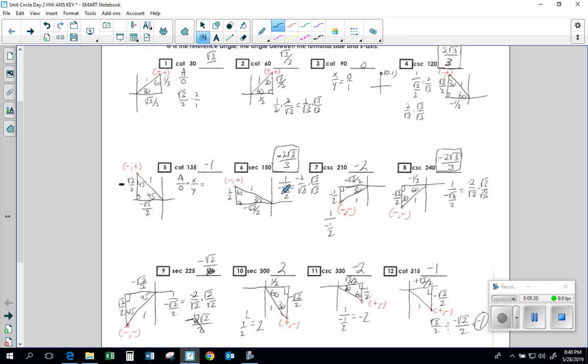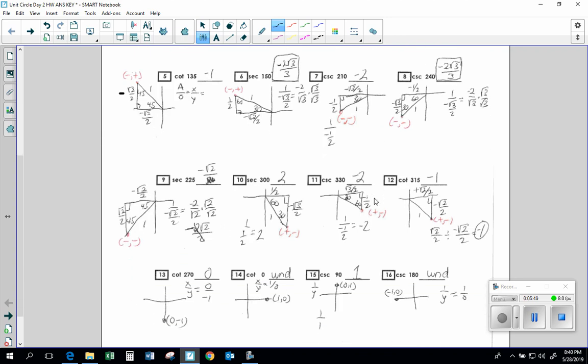Or 1 divided by anything is really just the reciprocal. So the reciprocal of negative root 3 over 2 is negative 2 over root 3. Again, I cannot have a radical in the denominator, so I must rationalize it, multiply by root 3 over root 3. Notice that never changes. It's always by root 3 over root 3. And don't forget, root 3 over root 3 equals 1, so I'm not changing the problem at all. I'm really just multiplying by 1. So now I just multiply straight across, and I get negative 2 root 3 over 3.